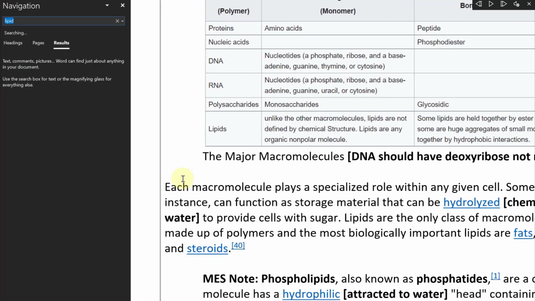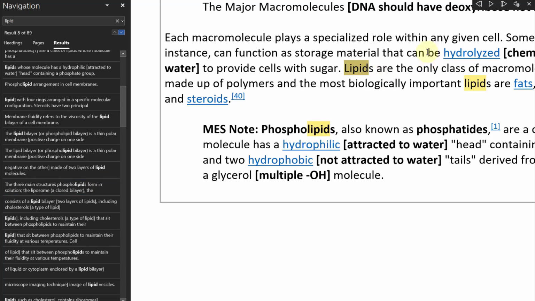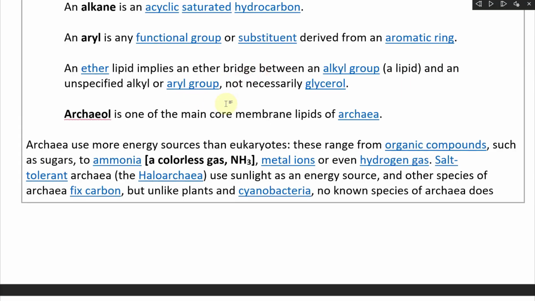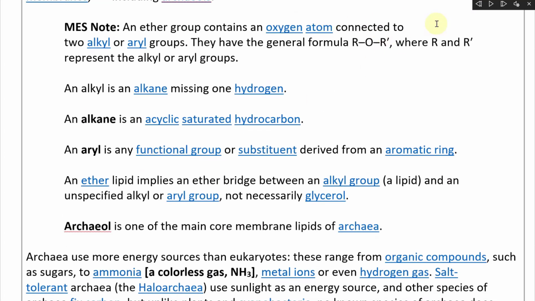All right, let's continue further. Where did we leave off? All right, and here we're back. So this is the ether lipids. We were talking about ether lipids, which are set up here. We have the two alkyl or aryl groups combined, connected to an oxygen. And let's continue further. So Archaea use this.